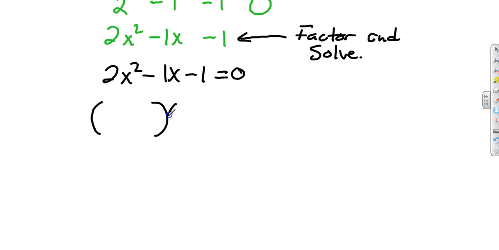For this problem, it's set up pretty well because there's only one way you can factor 2x squared. It's got to be 2 times 1. So we'll have a 2x here, you'll have a 1x here. There's only one way to factor negative 1, it's positive 1 times negative 1. You just have to figure out which one's positive and which one's negative. To get the answer to be a negative 1, let's see, this is 1, that's 2. We're going to need the negative here, and then the positive is going to go there.